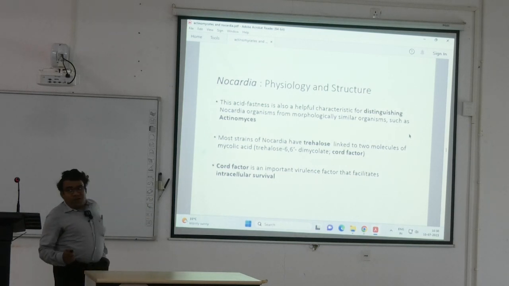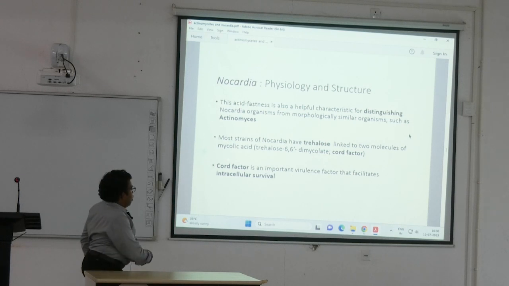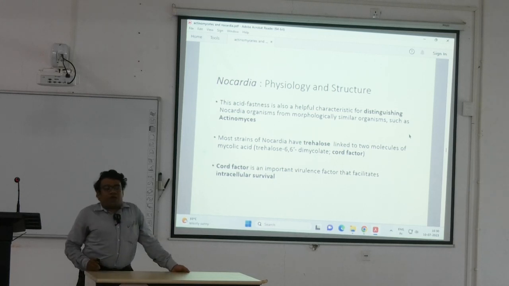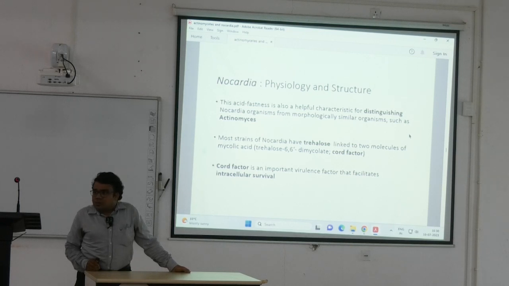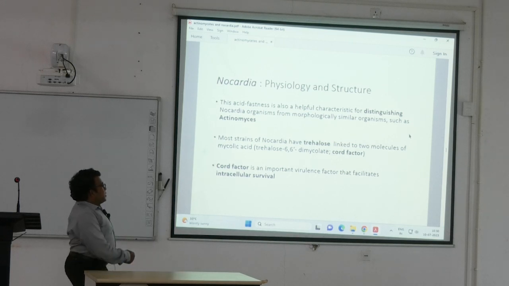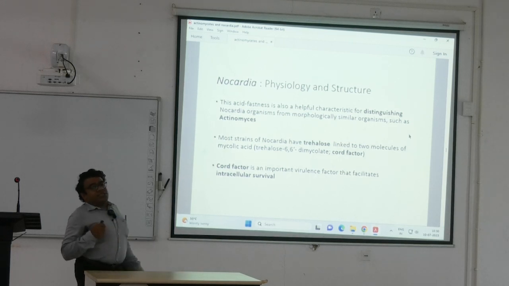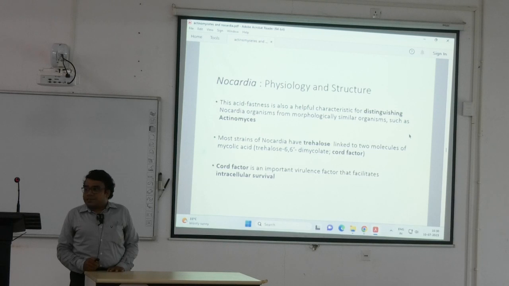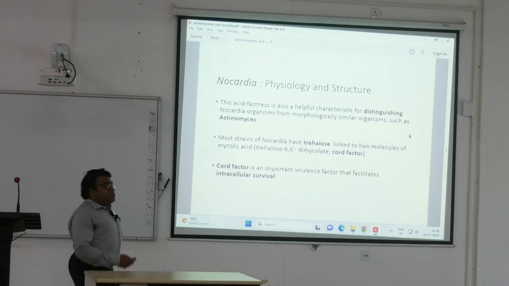Now, another important factor that is present in Nocardia is a cord factor. This is the biochemical structure, trehalose dimycolate. I think you have also read about cord factor or cording factor in Mycobacterium tuberculosis. You have read? I think you should read. This factor is also present. What is the significance of this cord factor? They help in intracellular survival of the bacteria. Intracellular means within macrophages.